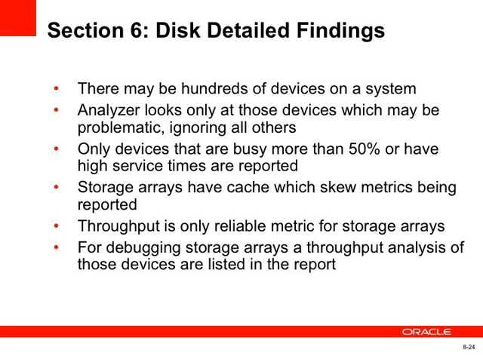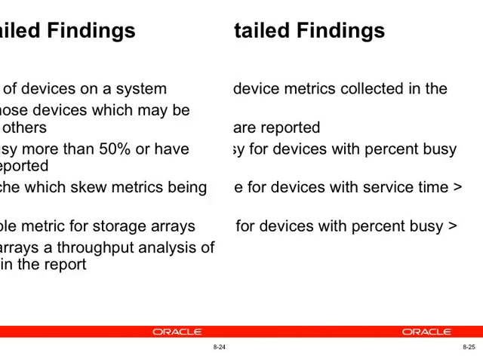Storage arrays are especially problematic in that they contain caches, which skew operating system metrics reported by traditional operating system utilities, like SAR, IOStat, and GLANS. The only reliable metric for debugging storage arrays using traditional utilities is throughput. The analyzer will report throughput distribution for devices which are over 50% busy.